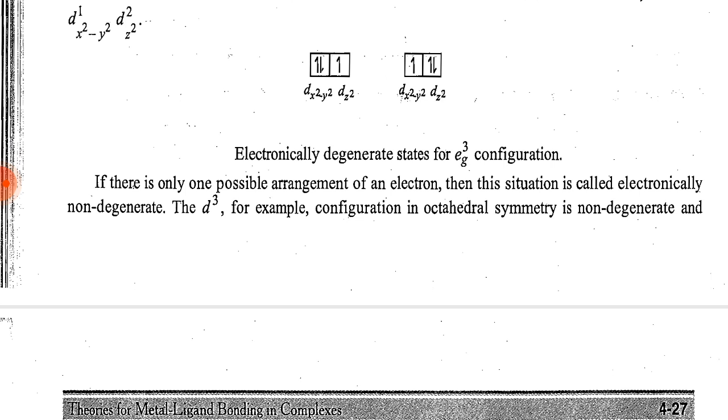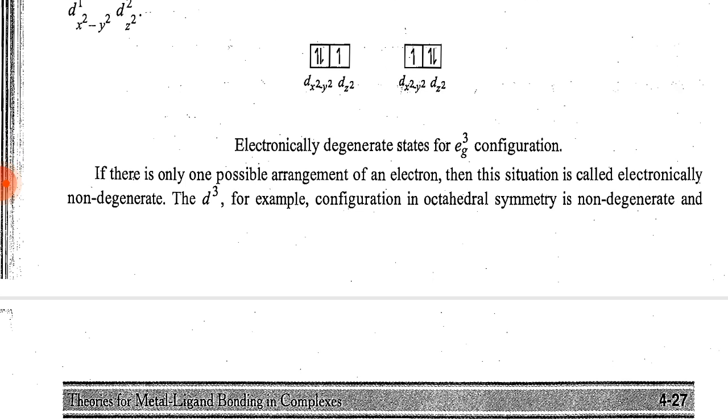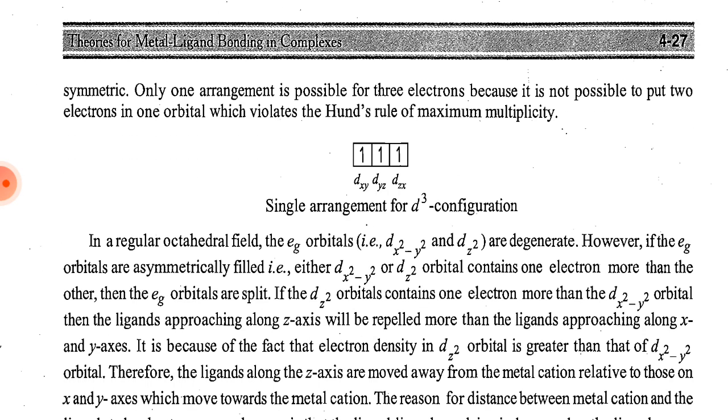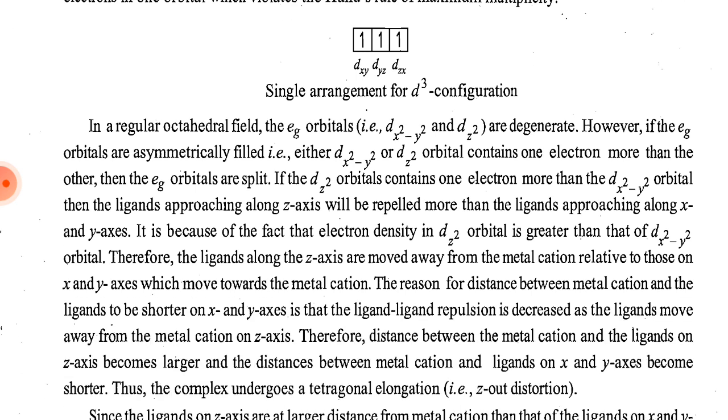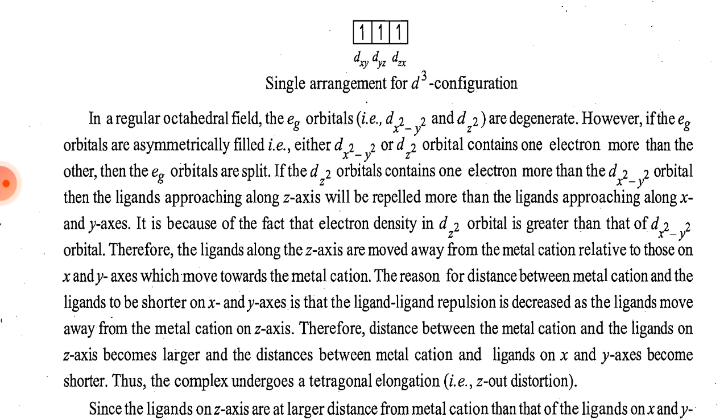If there is only one possible arrangement of electrons, then the situation is called electronically non-degenerate. The d3 configuration, for example, in octahedral symmetry is non-degenerate and symmetric. Only one arrangement is possible for the three electrons, because it is not possible to put two electrons in one orbital, which violates Hund's rule of maximum multiplicity. There is a single arrangement for the d3 configuration.